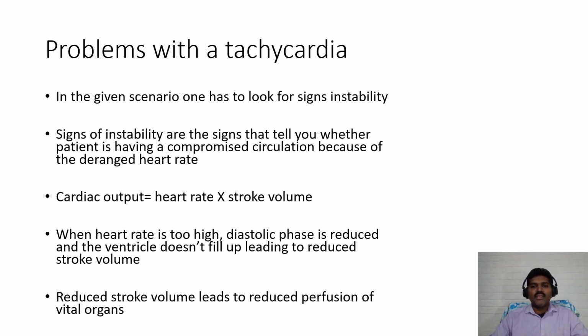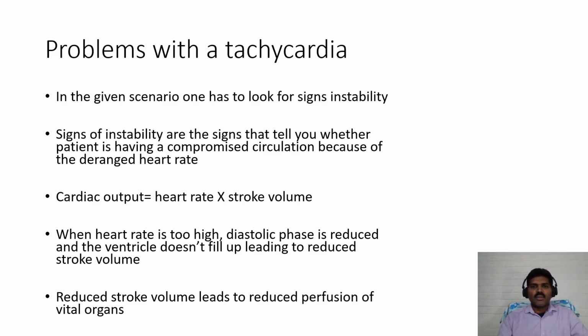if you remember your cardiac cycle correctly, it is the diastolic phase which gets reduced as the heart rate increases. As the heart rate decreases, diastolic phase gets prolonged. As the diastolic phase is getting reduced, there will not be enough ventricular filling, and there is a loss of atrial kick also, which gives about 15% of blood to the ventricles. That leads to reduced stroke volume. Reduced stroke volume leads to reduced perfusion to all the vital organs. This is the problem with tachycardia.